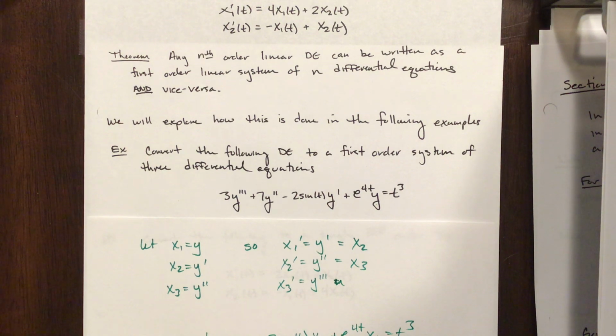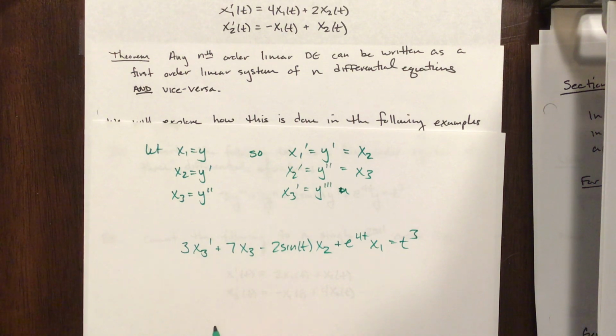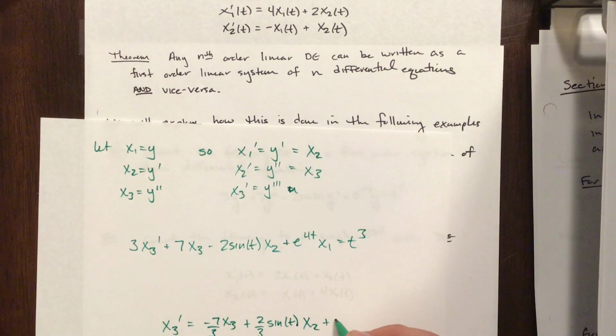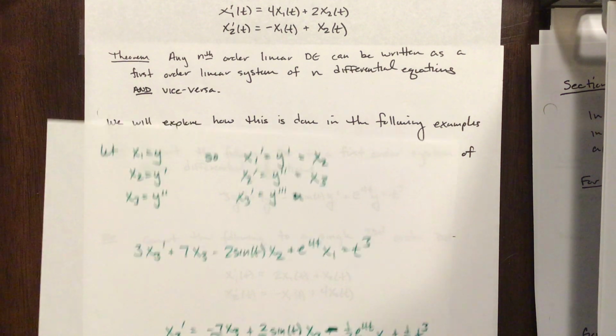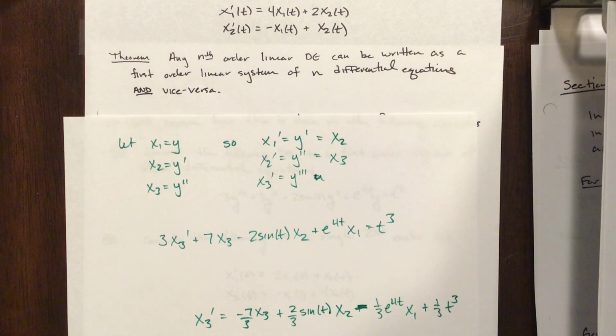Okay, if I were to solve this equation for x3 prime, I would get x3 prime equals, so let's subtract 7x3, divide by 3, add 2 sine t and divide by 3, x2, and subtract 1/3 e to the 4t x1 plus 1/3 t cubed. Okay, so that's an equivalent statement of that line.